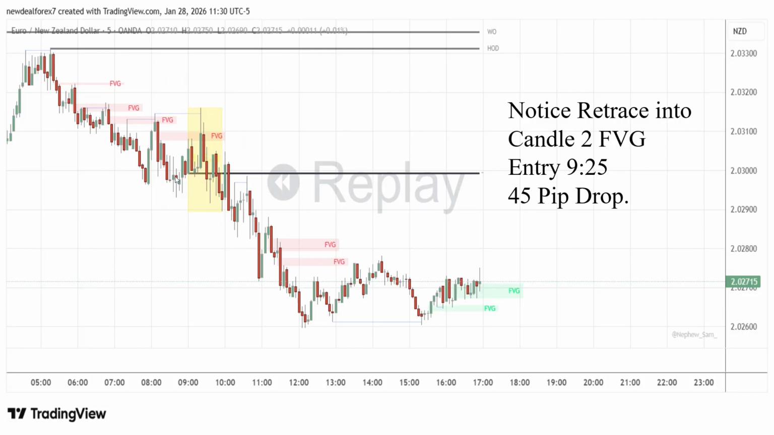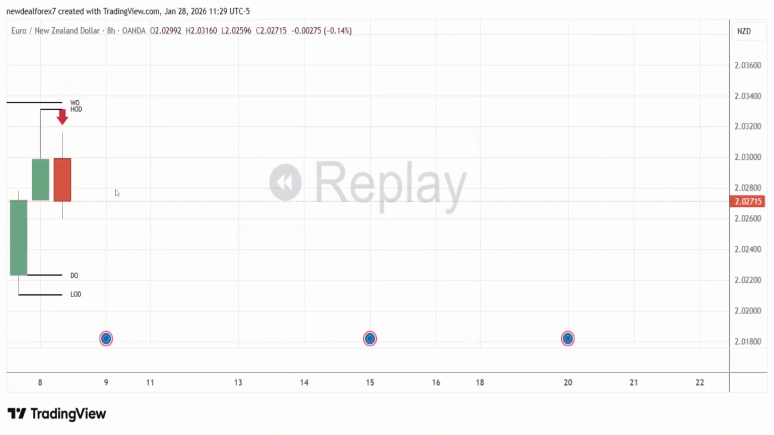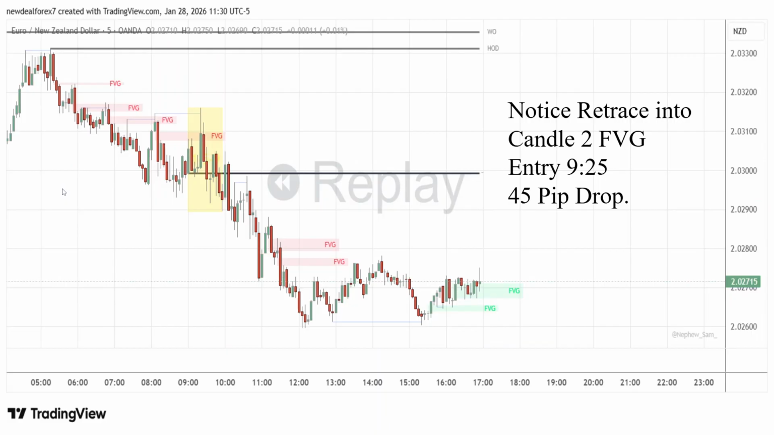So this candle right here, this price action right here on the 5-minute chart, is this red candle right here. Okay, price open, went up, went down. Notice on the 5-minute chart, it did retrace into a fair value gap from the prior candle. So that's always a good sign if that gap holds. So the best entry would have been at 925, and we did get a 45 pip drop. So that would have been beautiful. Okay, so just easy enough.